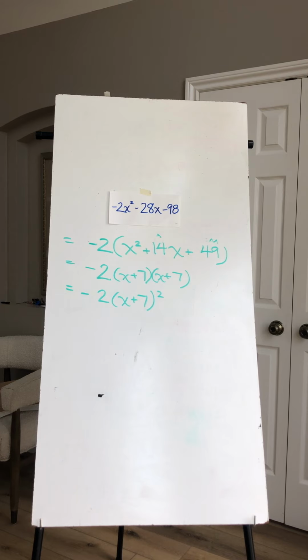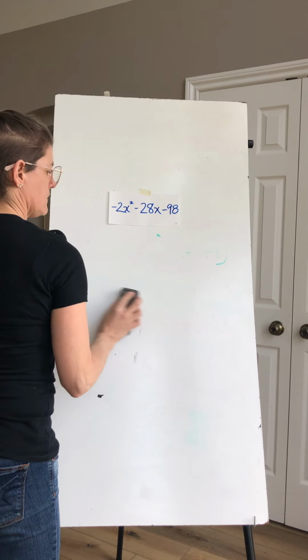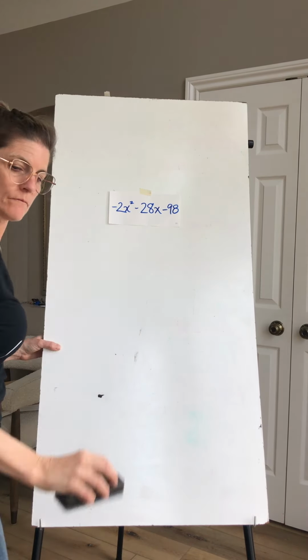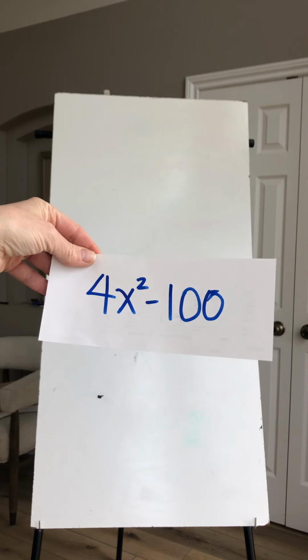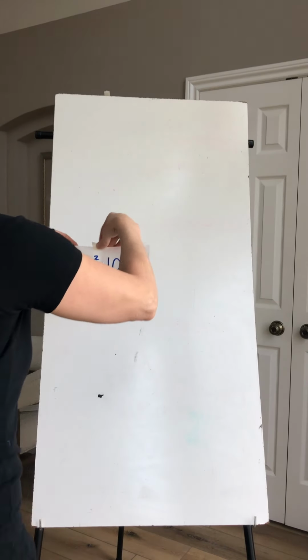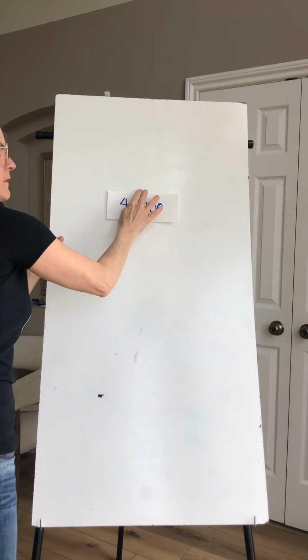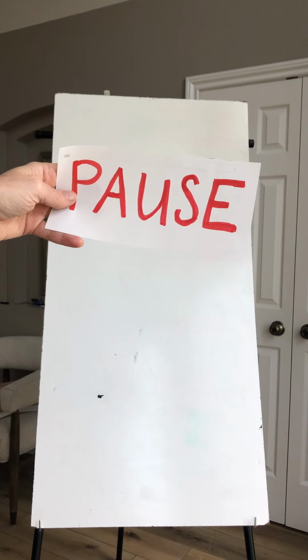Okay, again, take a second. Pause if you need to. We're going to move to the next one. All right. This one is a favorite of mine. All right. 4x squared minus 100. All right. I'm having fun with this. Pause.